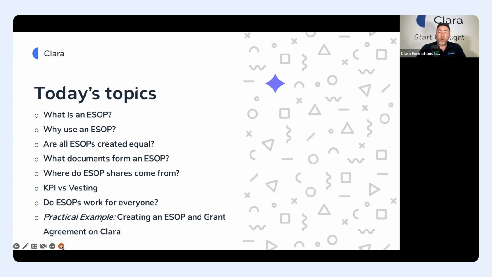So we're going to talk about what is an ESOP, which is obviously a key one, why use an ESOP and where they're relevant to particular types of companies. Are all ESOPs created equal? What documents form an ESOP? Where do ESOP shares come from? The KPI versus vesting style of ESOPs, and do ESOPs generally work for everyone? And at the end, we're going to show you a practical example of creating an ESOP via Clara and how easy it is to add your consultants, your employees, your advisors, or any key stakeholders you're planning to give shares to.